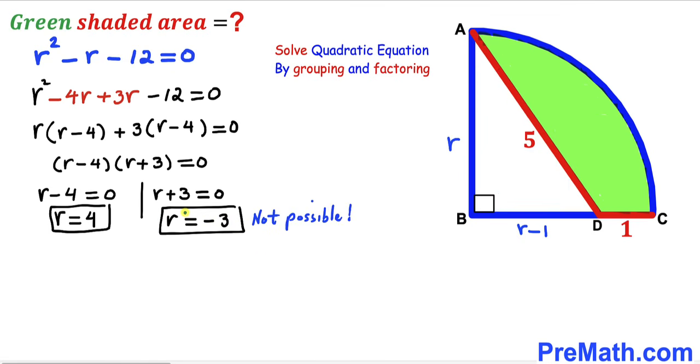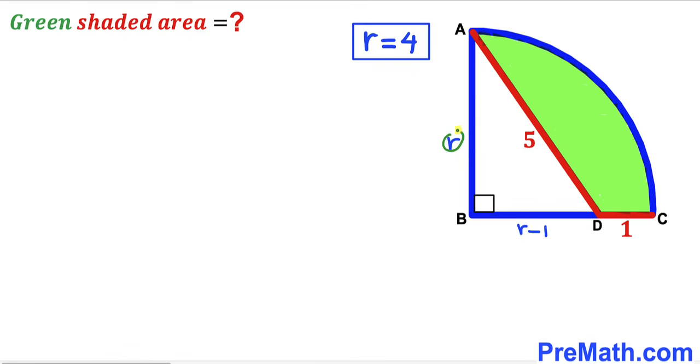And now we can see r equals negative 3 is not feasible. So therefore we are going to reject this negative value of radius r, and we are going to accept this r equals positive 4 value. So thus our radius r value turns out to be 4 units, and for this r minus 1 is going to give us 4 minus 1, which is 3 units.